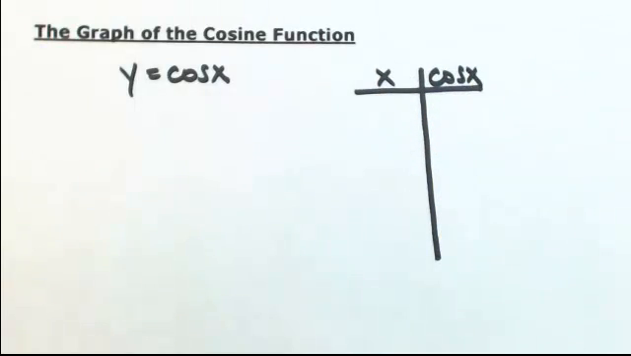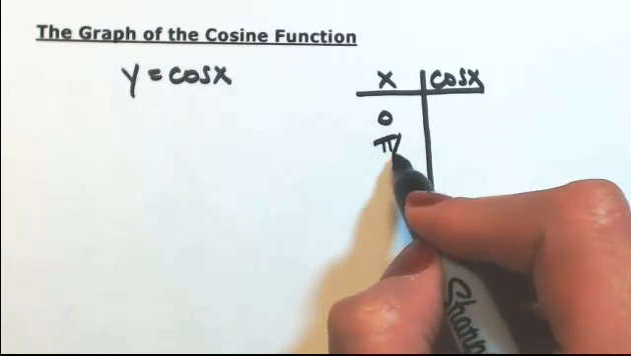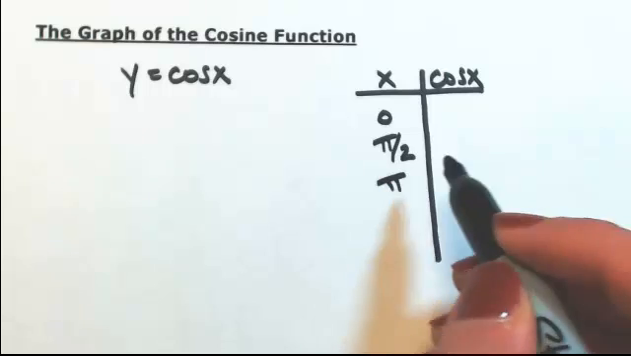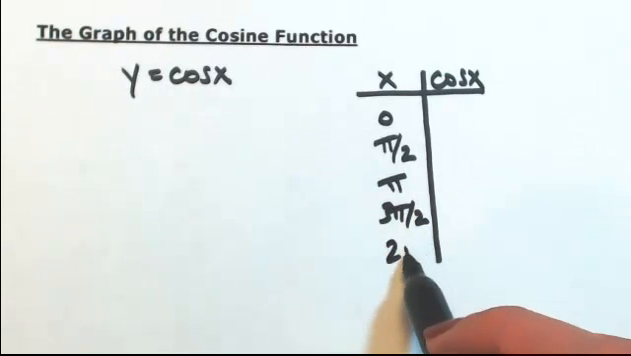So at the right side of the unit circle, we have 0 radians. At the top, we have pi over 2. Left side is pi. Bottom is 3 pi over 2. And back where you started would be 2 pi.